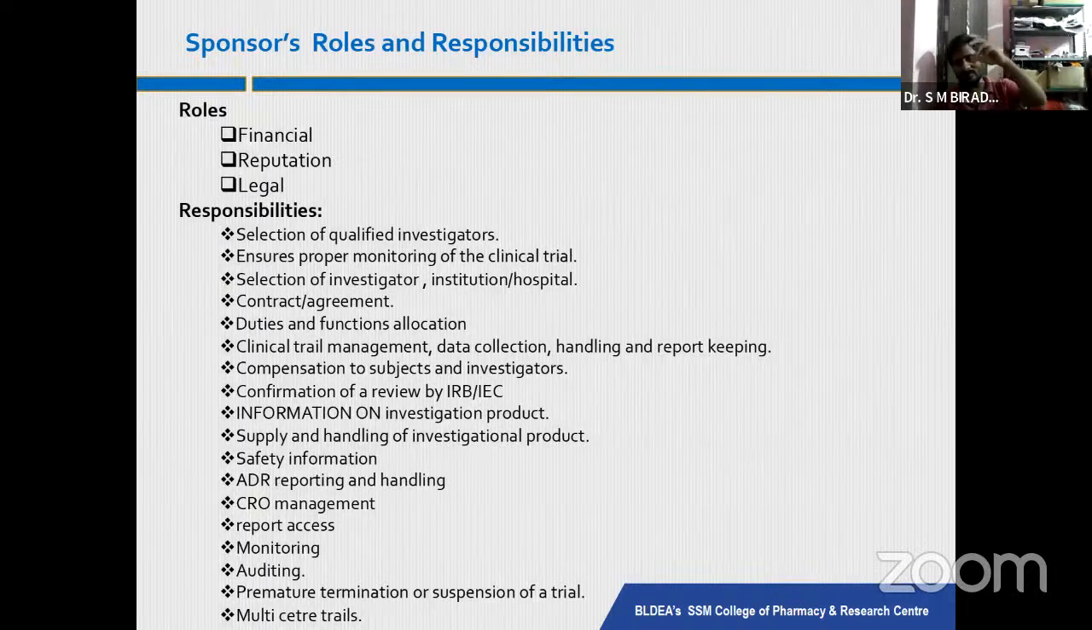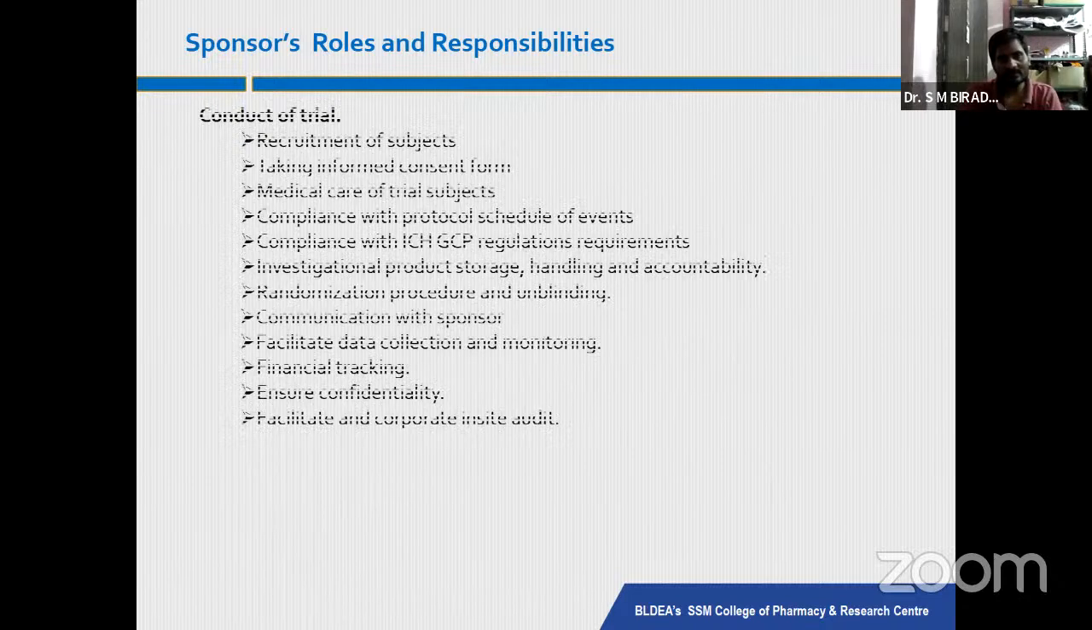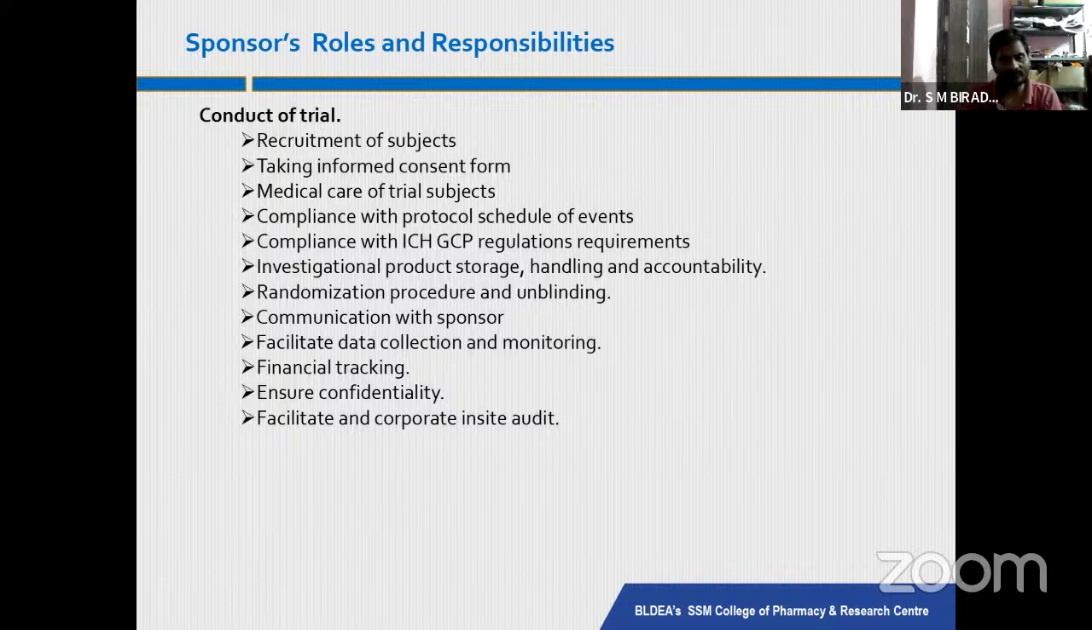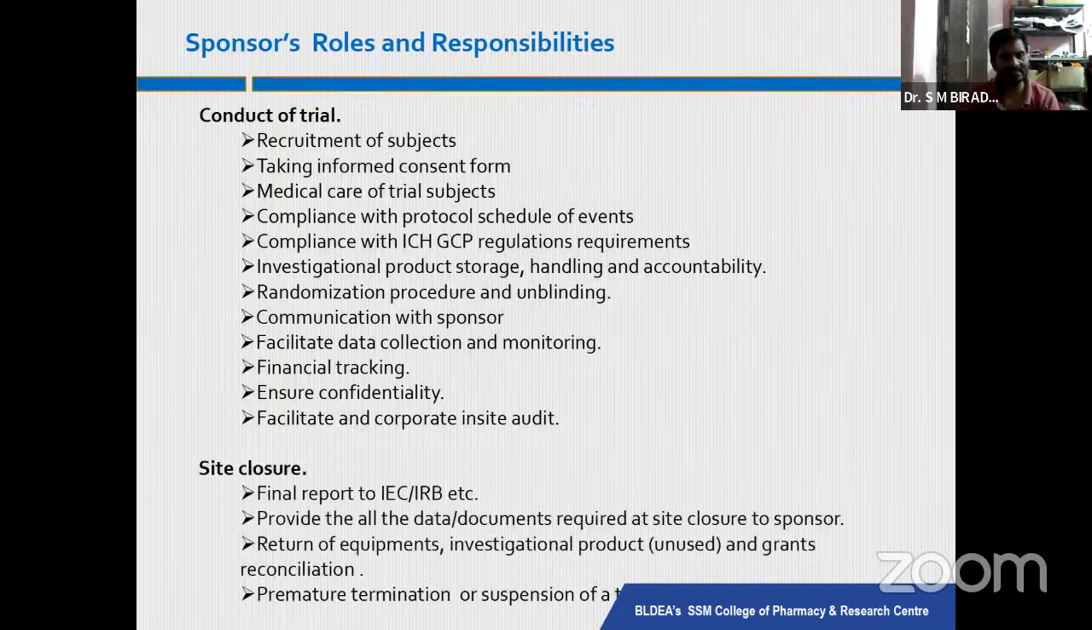He should not put pressure on the investigator to recruit substandard personnel, products, or equipment required to conduct the trials. His role is very important while providing all the information, subjects, machinery, or any facilities to the clinical trials. It should all be standard. And then there are the conduct of the trials and site closure. The conduct of trials is already explained.